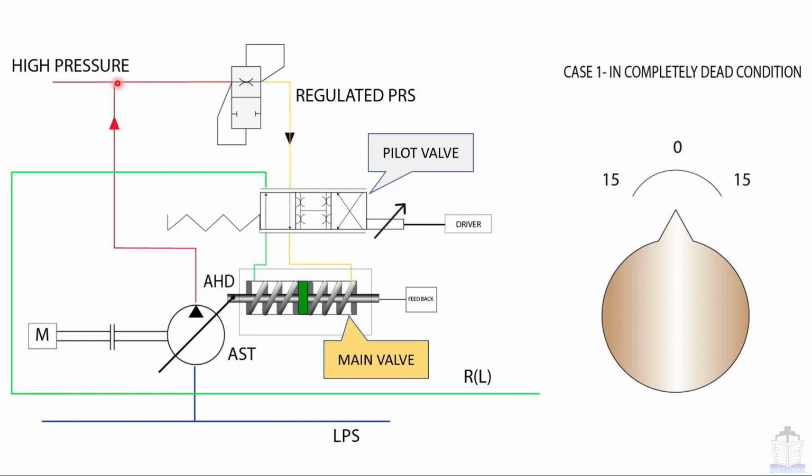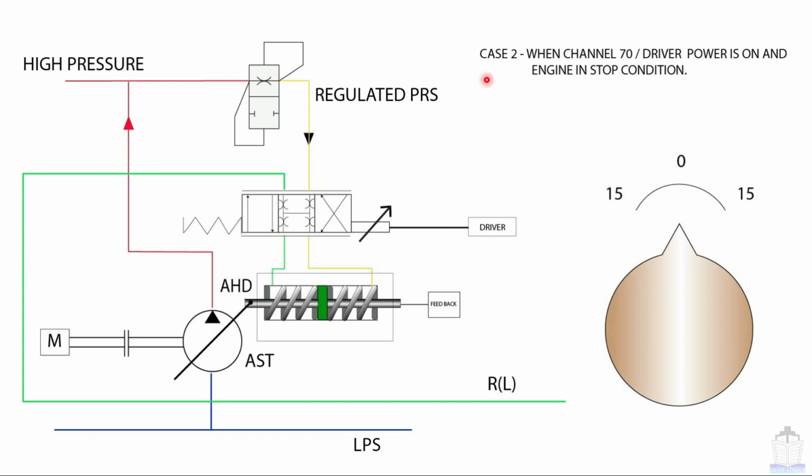Now going to see case number 2. When channel 70 or driver power is on and the engine is in a stop condition, in that condition also the swash plate cam will be at 0 position. There will be no pressure in this line, although the electrically driven pump is running, because a non-return valve is fitted in this discharge line. So there is no pressure effect acting on this line, so it will remain at 0 position.